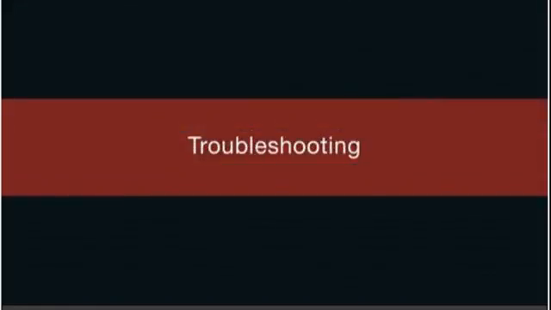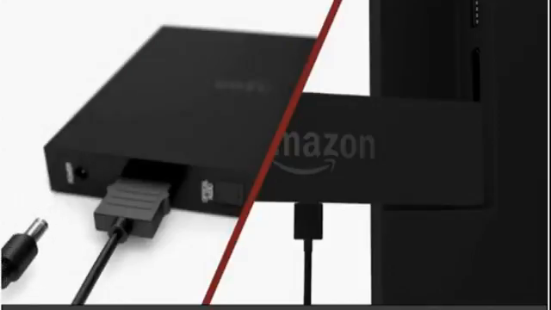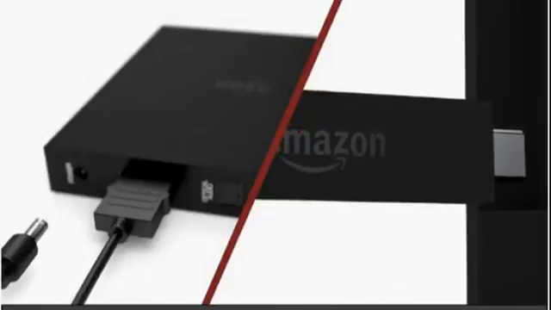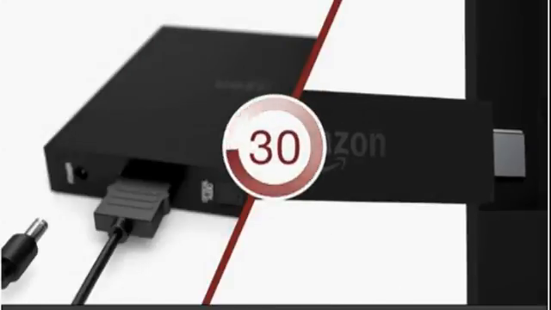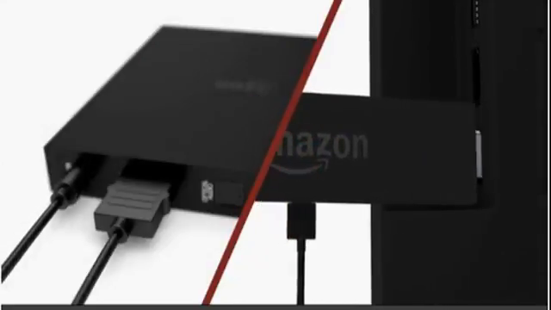Troubleshooting. Many issues with your Amazon Fire TV device can be solved by simply restarting your device. To restart your Amazon Fire TV device, unplug the power cable from the back of your Fire TV or remove the Fire TV stick from the back of your TV and unplug the power cord. Wait 30 seconds and then plug it back in. Wait for your Amazon Fire TV device to restart.